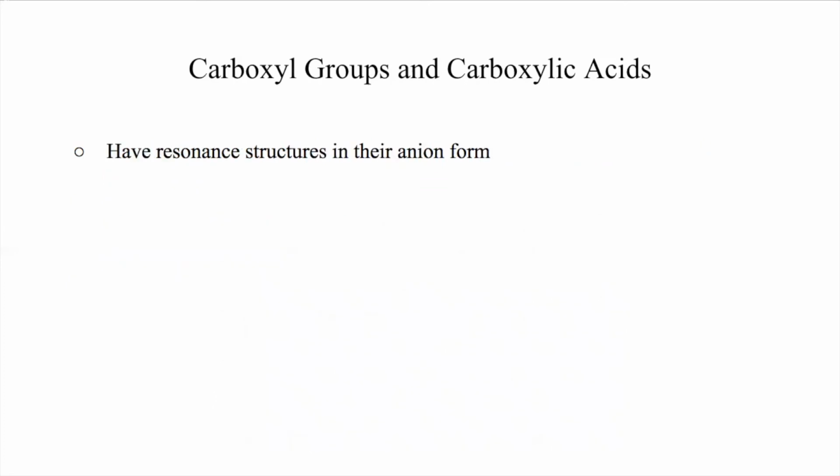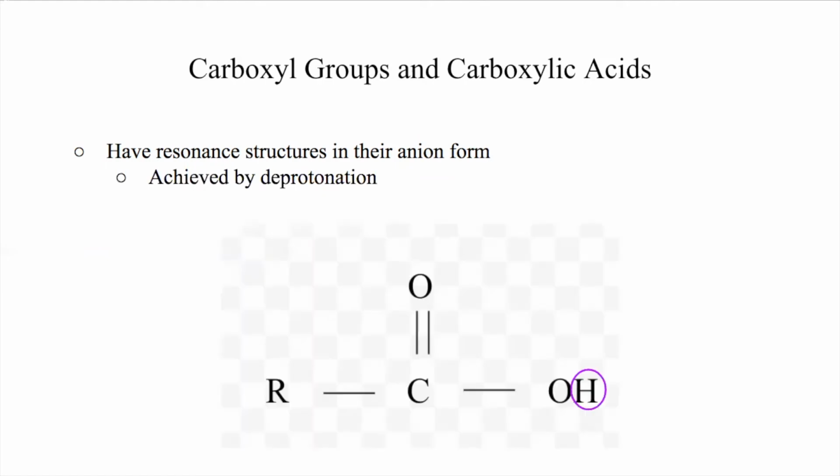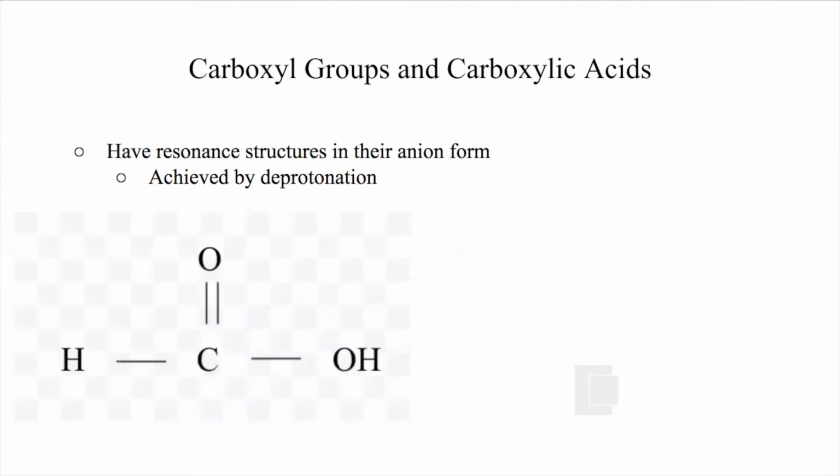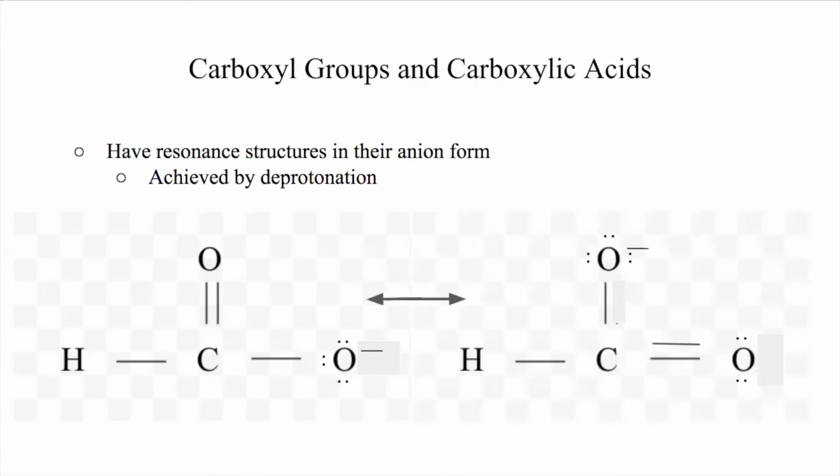Carboxylic acids can also form resonance structures in their anion form. This form is achieved by deprotonation, when this hydrogen ion is taken away, leaving a negative charge. For instance, when formic acid or methanoic acid, shown here, combines with water, that last hydrogen atom is taken, forming an ion like this. This anion can be drawn like this, or when we move the electrons in the double bond up to the oxygen, and the lone pairs on the side oxygen to the next door bond like this. This resonance stabilization contributes to the acidity of carboxylic acids.